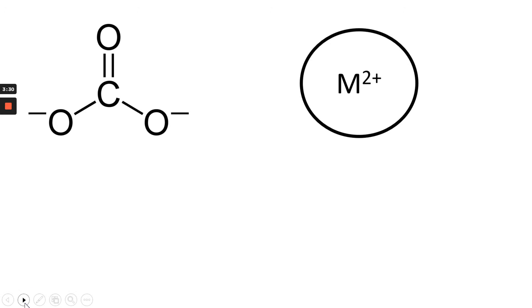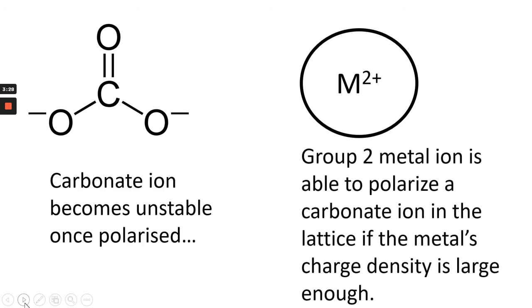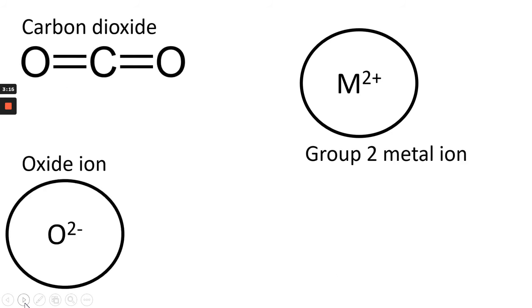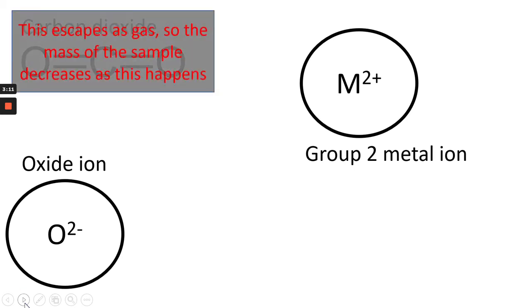So what happens is, as the carbonate ion is polarized, it becomes unstable, and therefore electrons can move from one part of the carbonate ion to another, like so. Now what happens if this takes place is carbon dioxide is produced. Now in an experimental setting, this is lost as gas, so the mass of the sample decreases as this happens, so this can be measured.